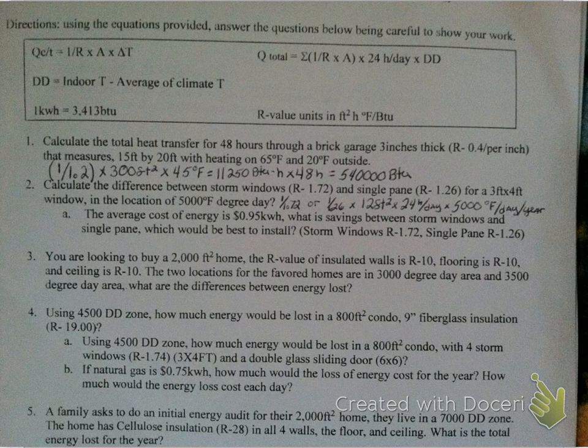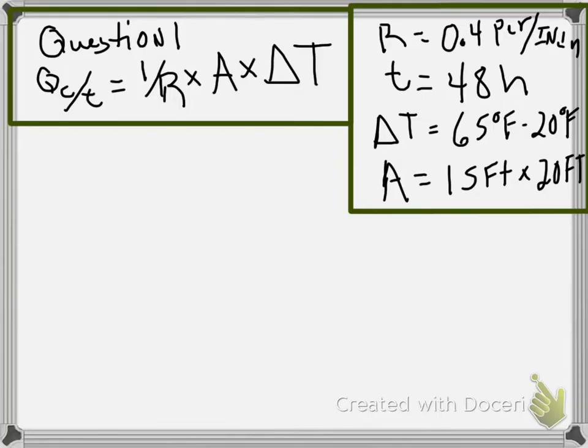So the equation that we're going to use is Q over time is equal to 1 divided by the R value, times the area, times the change in temperature. I've already laid out the equation up above, and then I have all my factors: the R value, which is 0.4 per inch, the time of 48 hours, the change in temperature from 65 to 20 being the outdoor temperature, and the area, 15 by 20 feet.